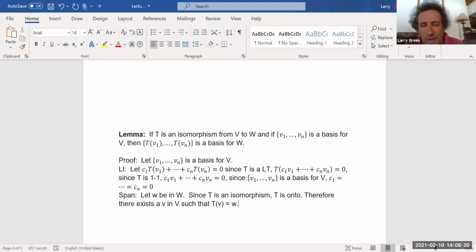Okay. Well, now what we need to do is turn that into span. But here's the idea: any V can be written as C1 V1 plus ... Cn Vn because V1 through Vn span. So I can say T of C1 V1 through Cn Vn is equal to W.